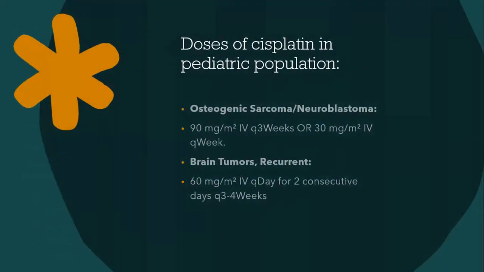So cisplatin is also used in pediatric population, and one of the main uses is for the treatment of osteogenic sarcoma and recurrent brain tumor, and it has shown effectivity in both these cases. Again, I have mentioned the doses that are used in their respective regimen, like for brain tumor 60 milligrams per meter square IV, for 2 consecutive days, 3 to 4 weeks, and etc.